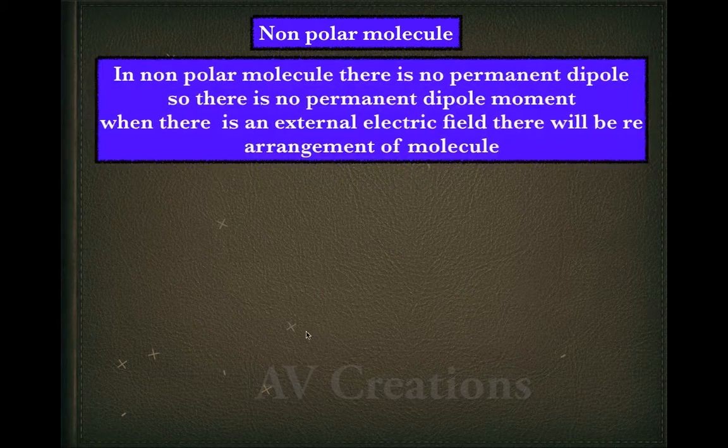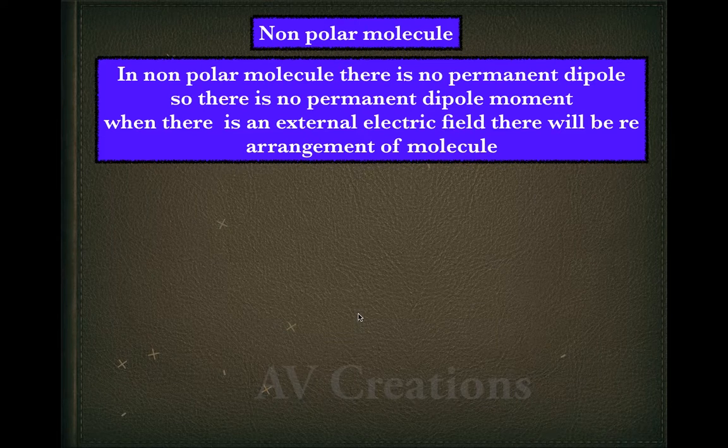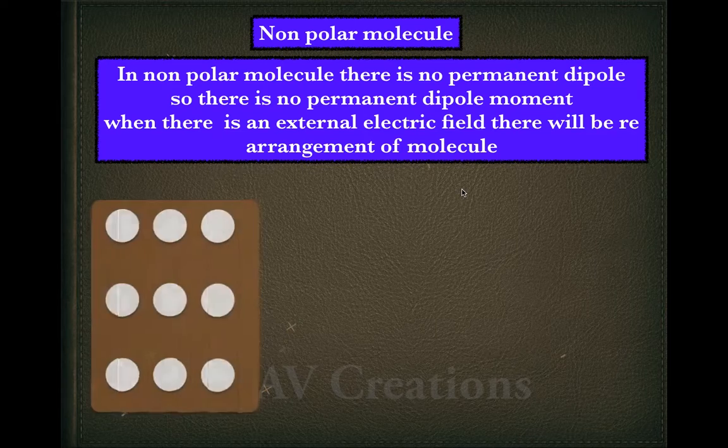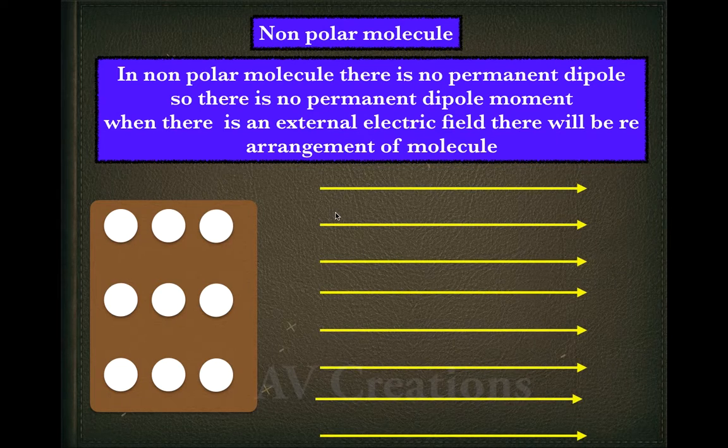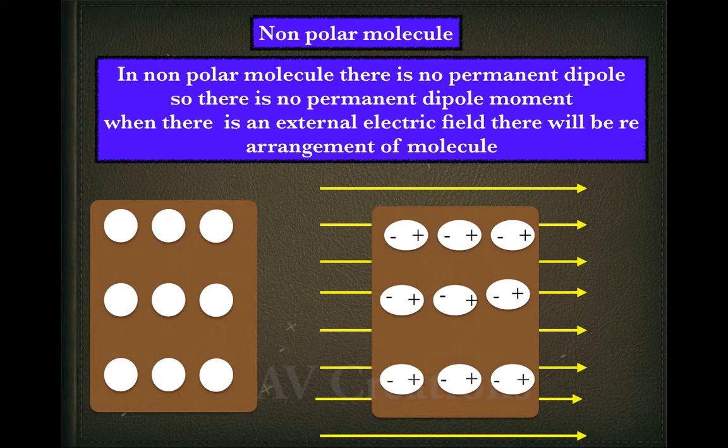Non-polar molecule. In a non-polar molecule, there is no permanent dipole, so there is no permanent dipole moment. When there is an external field, there will be a rearrangement of the molecule. We cannot separate the charge here because the negative charge and positive charge coincide with each other. And when we apply an electric field and place the non-polar molecules in the electric field, there will be a rearrangement of electrons. So there is a charge separation.